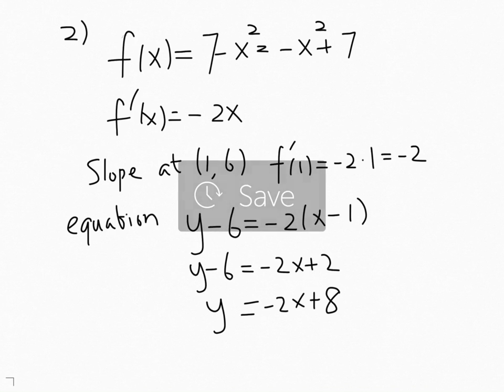I plug in the point (1, 6) into the equation to find the slope. So x equals 1, and the derivative I found from the previous step is negative 2x. So I plug it in: negative 2 times 1, I have negative 2. That means the slope at the point (1, 6) is negative 2.